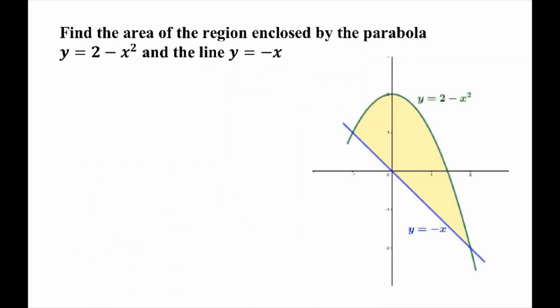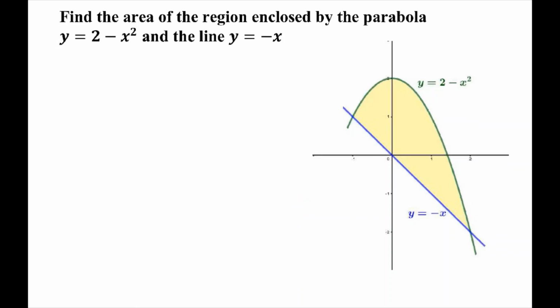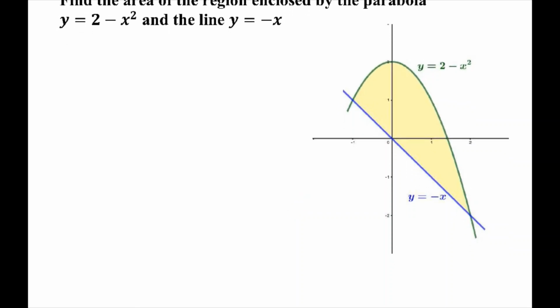Okay, let's look at this example. Find the area of the region enclosed by the parabola y equals 2 minus x squared and the line y equals negative x. By looking at these two, we will notice that you can go vertically anywhere, and you will notice that the green curve is above the blue one. What does that mean? We are going to integrate for dx.